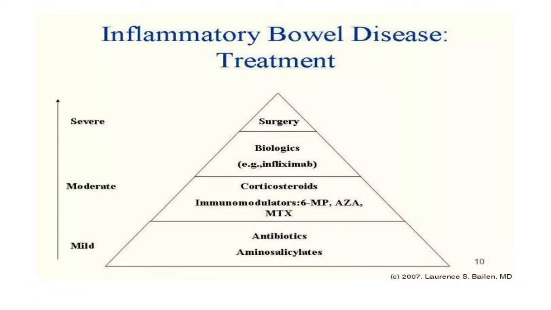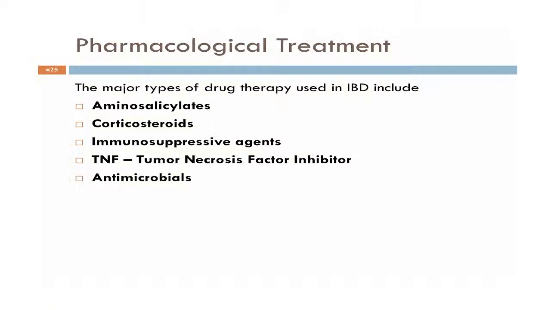Now, how do you treat? Mild, moderate, severe. In mild cases, you only need to treat with antibiotics and aminosalicylates, sulfasalazines. Then in moderate, you need to use immunosuppression with steroids and immunomodulators such as 6-mercaptopurine, azathioprine or methotrexate. Then we have biologicals if the patient is not responding, and then ultimately in severe disease, surgery. So in mild cases, only aminosalicylates and antibiotics are sufficient. If the patient is in the moderate category, then only you will need to give immunosuppression.